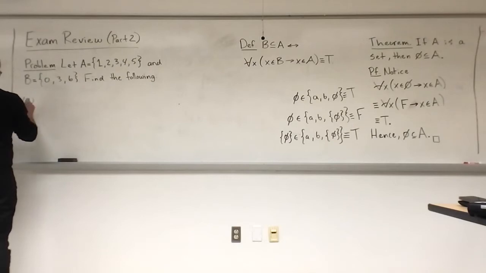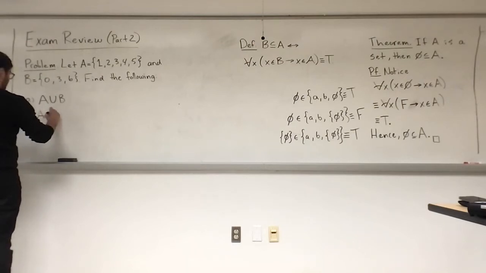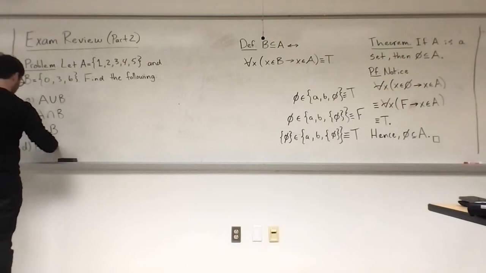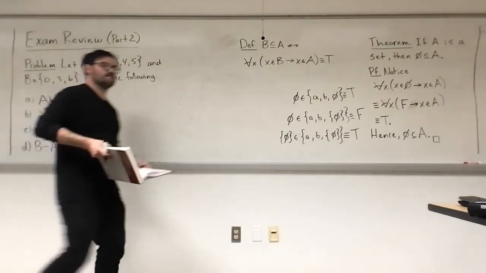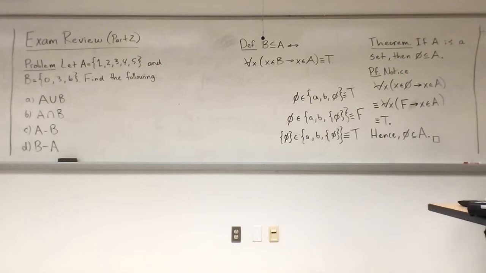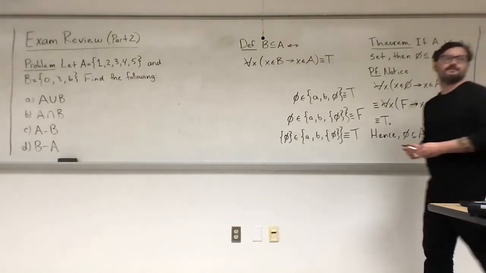Part A, say A union B. Part B, A intersect B. Part C, A set difference B, and then part D, B set difference A. So you're just calculating these sets based off of those operations. So, what are they? Right?